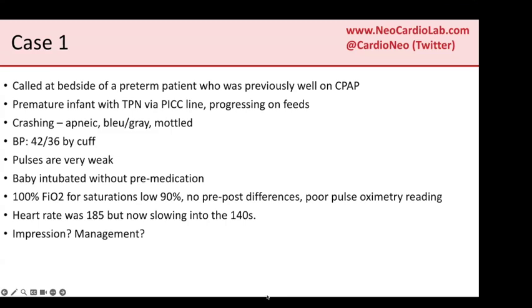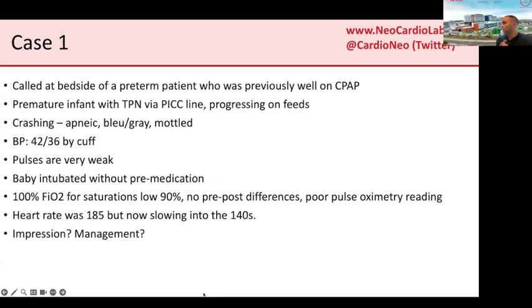Oh, I hear myself. Okay, all good. And you decide to emergently intubate the patient because he's constantly apneic. And then post-intubation, you're on 100% oxygen. Your saturations are dropping in the 90%. You have no pre- and post-ductal sat differences. The tracing on the oximetry is not great. You have very prolonged refill, like 7 to 8. And now your heart rate post-intubation is around the 140s.